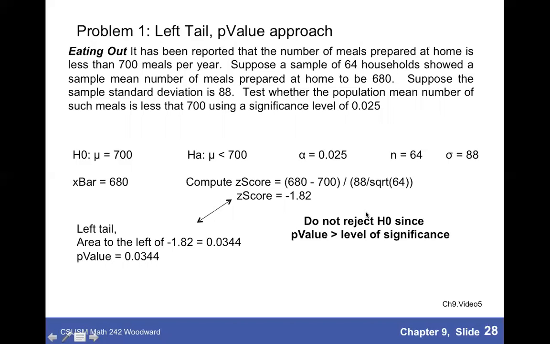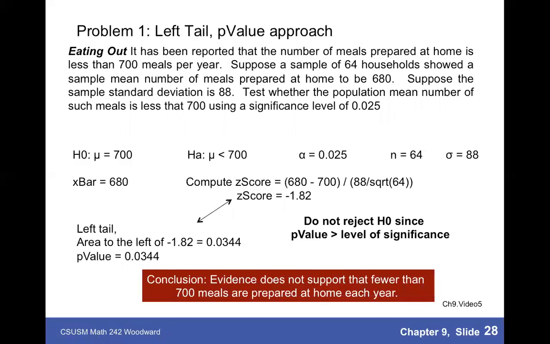See how easy that is with the p-value? Yeah, it's a lot easier. It's just bippity bop. So the conclusion does not support that fewer than 700 meals are eaten out.